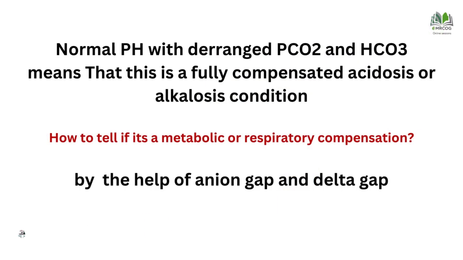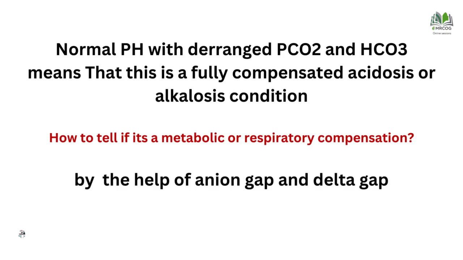Cases of fully compensated acidosis or alkalosis are not easy to diagnose, by the way. You are going to find normal pH, but the PCO2 is deranged and the HCO3 is deranged also. So now you are going to think, what happened first? Is it the respiratory part or the metabolic part? This is going to need some work from your side, and you are going to do what's called an anion gap calculation and delta gap calculation to see what happened first. This is going to help you.